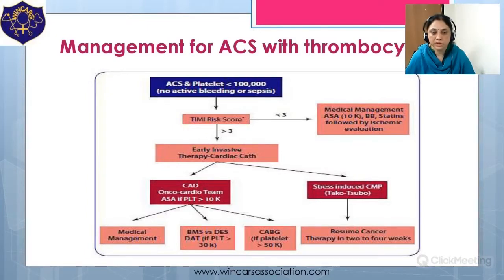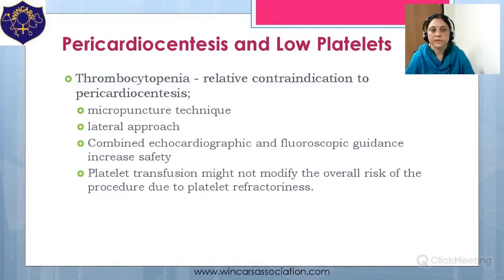Suppose it is an obstructive cardiovascular disease and the platelet count is more than 10,000, you can go either for an implantation of the stent, or a CABG if the platelet count is more than 50,000. If the platelet count is more than 10,000 but less than 30,000, you should go only for medical management. More than 30,000, either BMS or DES, and institute the dual antiplatelet therapy.